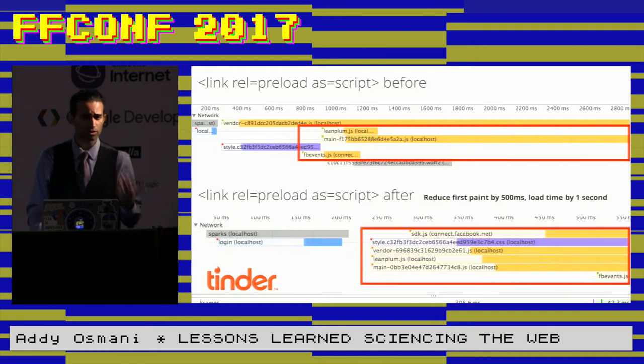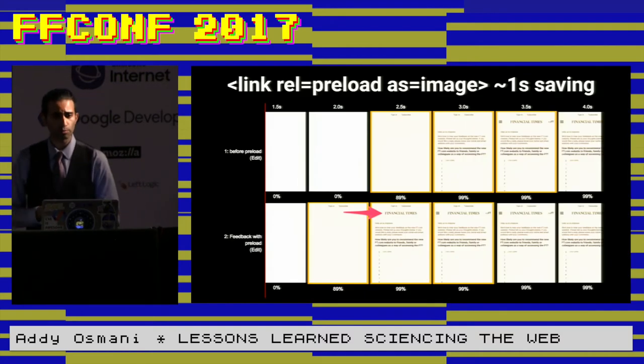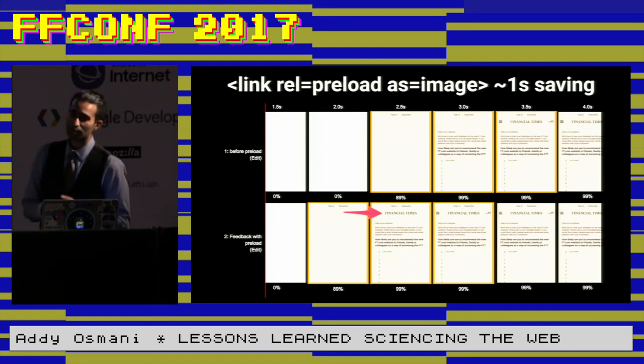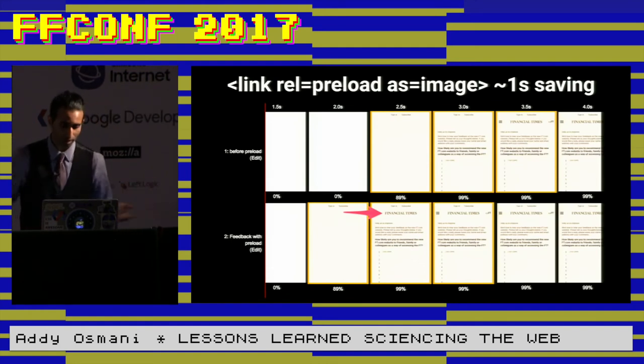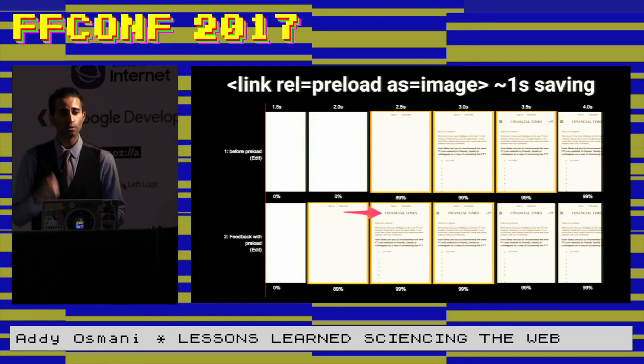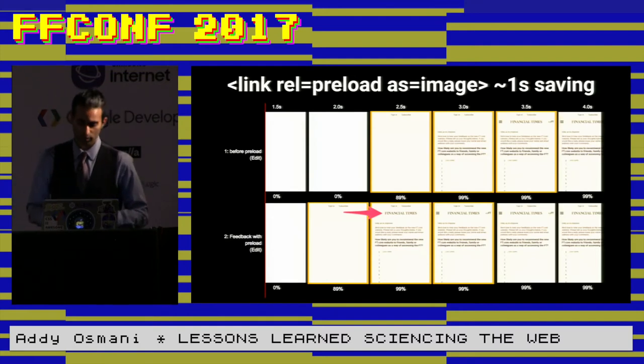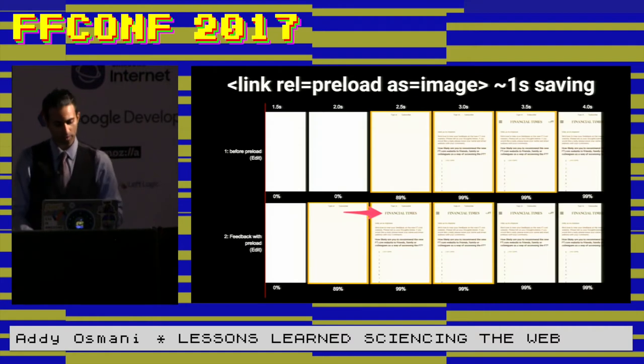It's not just for scripts, it's not just for style sheets. Financial Times is also using link rel preload. The most important thing for them, oddly, on this page is their masthead image, their brand logo. And so they were able to use link rel preload on images to make sure that that masthead image was able to load a second faster than it previously was, just by making sure that that resource request was happening as early on as possible.